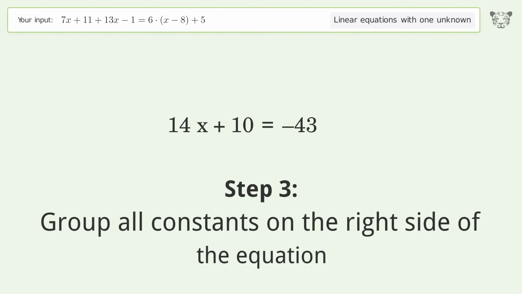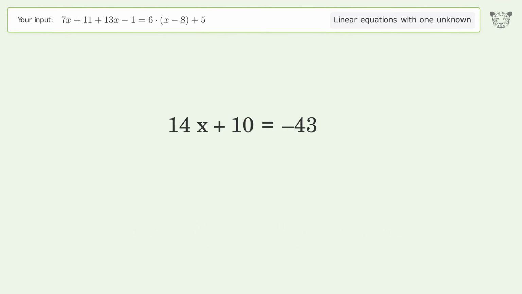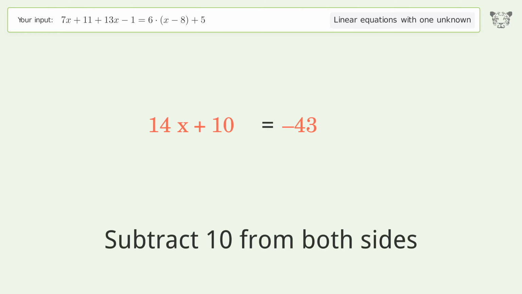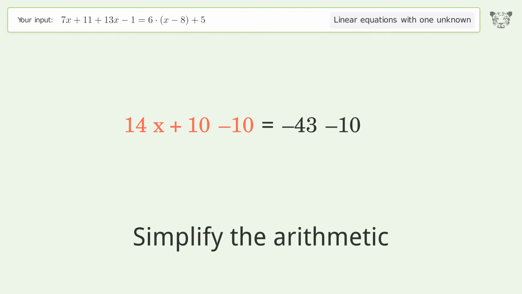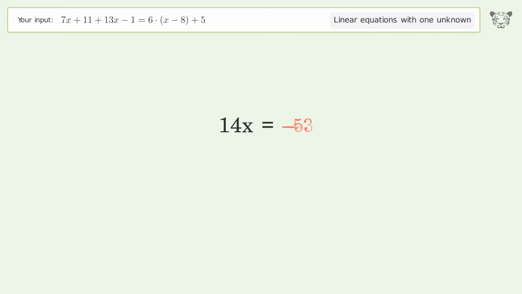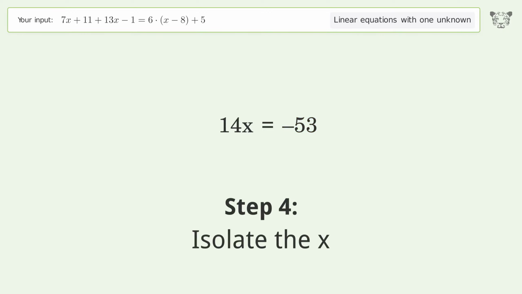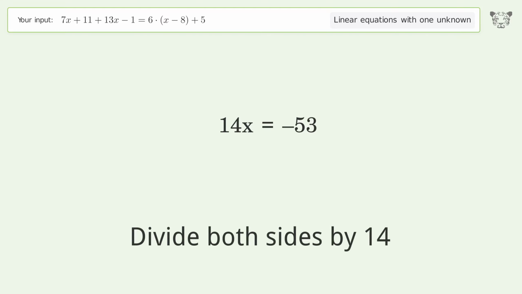Group all constants on the right side of the equation. Subtract 10 from both sides. Simplify the arithmetic. Isolate the x. Divide both sides by 14.